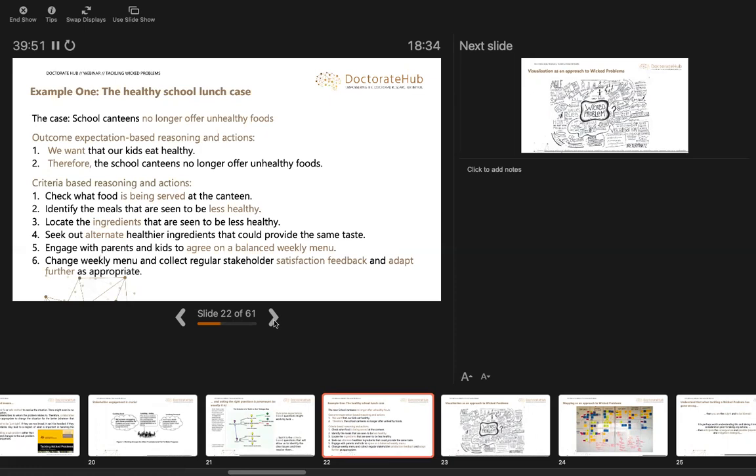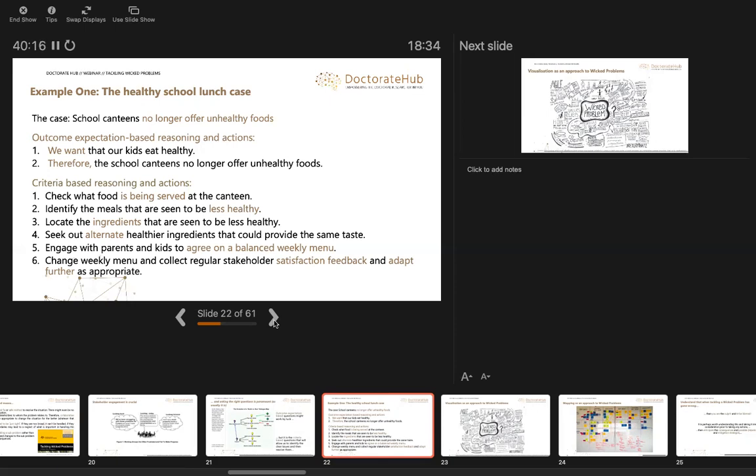It's a bold decision, and it's thought that that will fix it. Now, if we would have used criteria-based reasoning and actioning based upon that, then perhaps we would have first checked what food is being served at the canteen. Then we would have perhaps identified the meals that are seen to be less healthy. Then we would have located the ingredients that are seen to be less healthy in those meals.